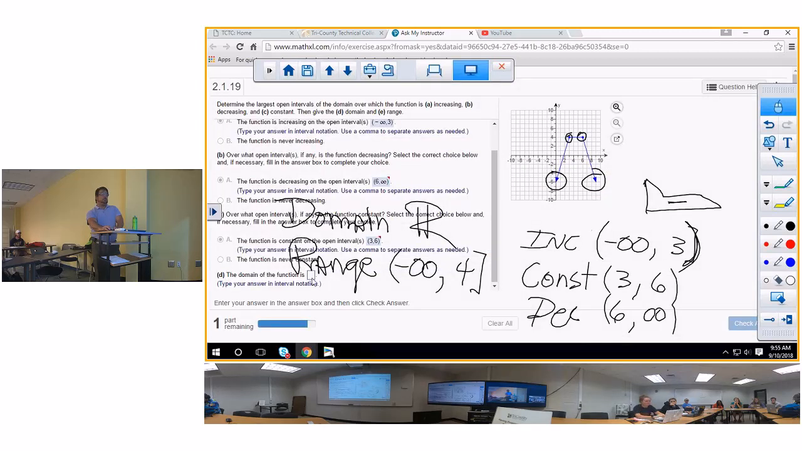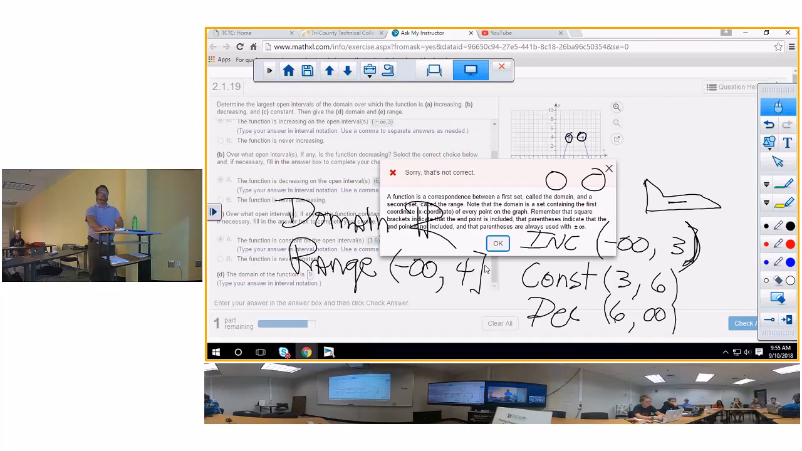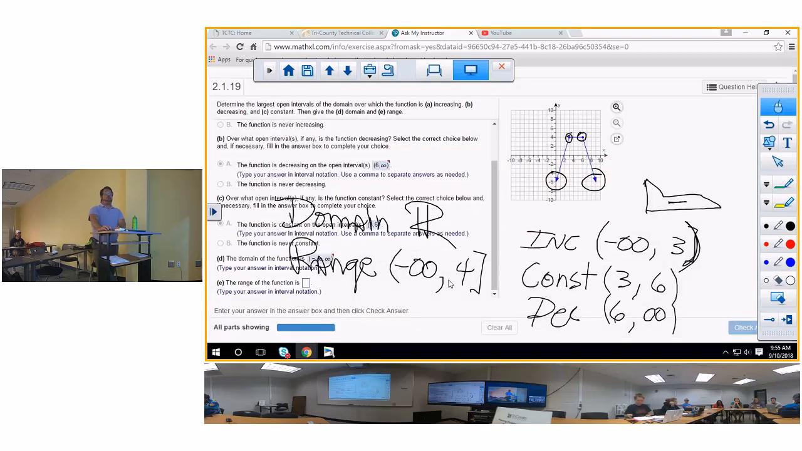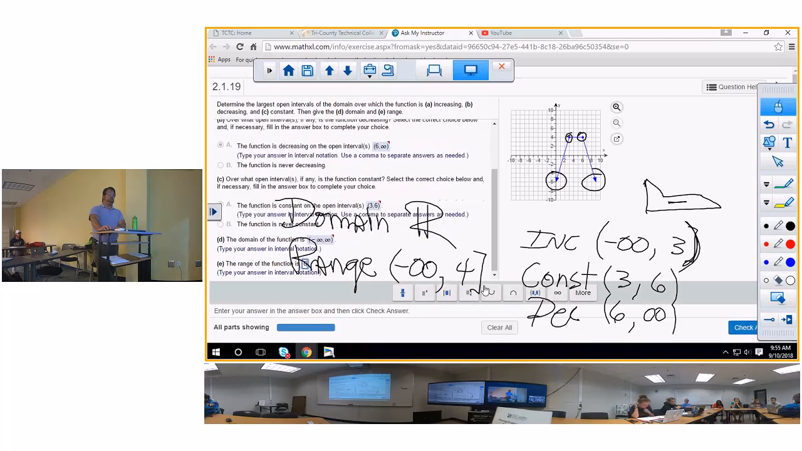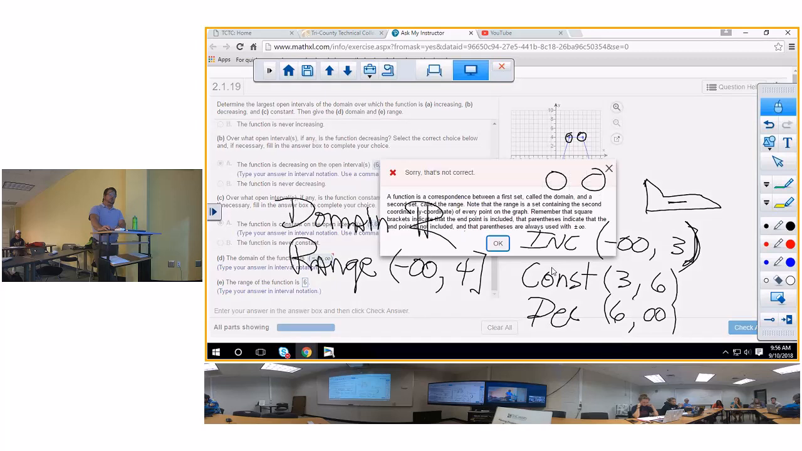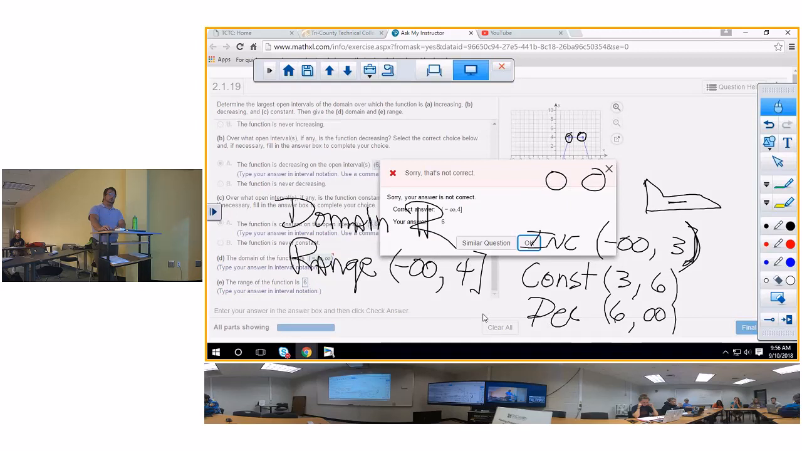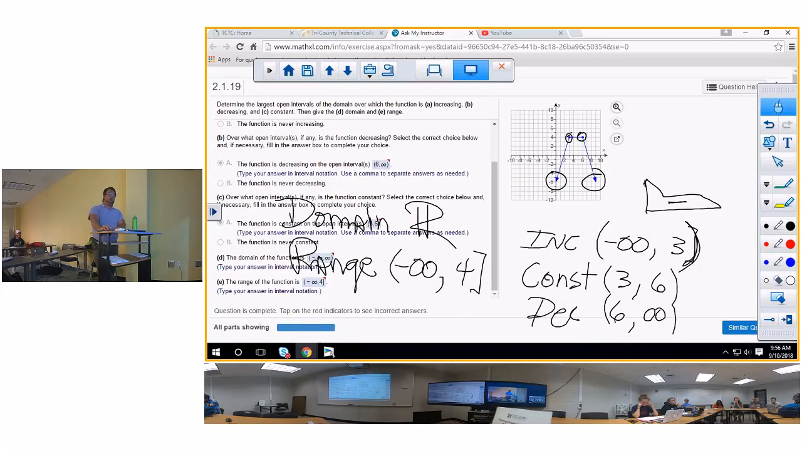3 and 6. The domain of the function is all real numbers, which is negative infinity to positive infinity. And range is from negative infinity to 4. Is that all it's asking? Yep. That's a good test question.